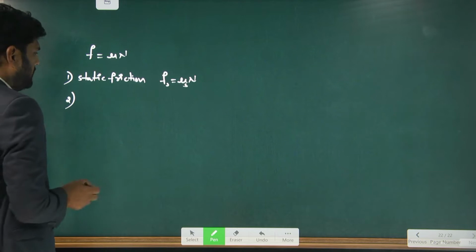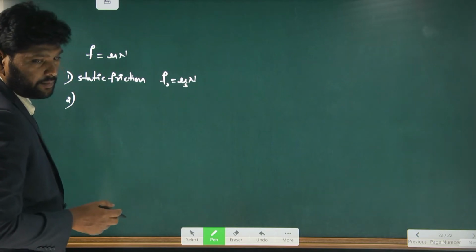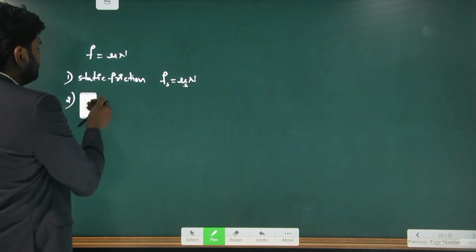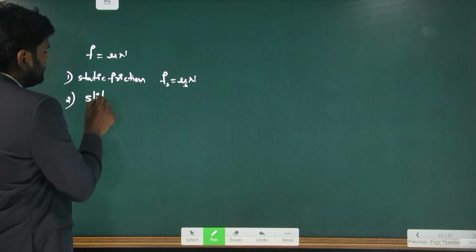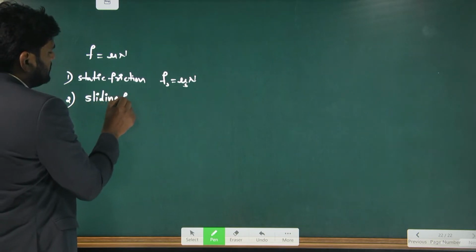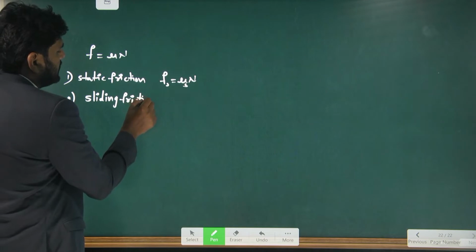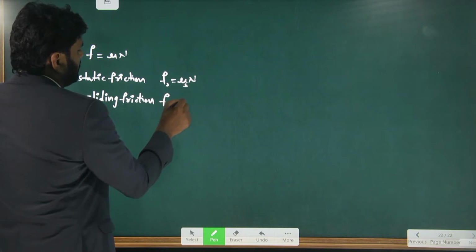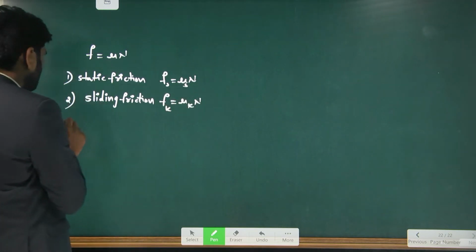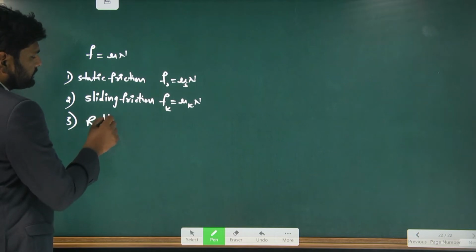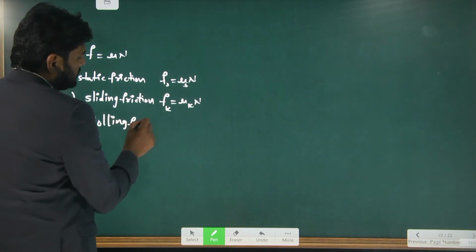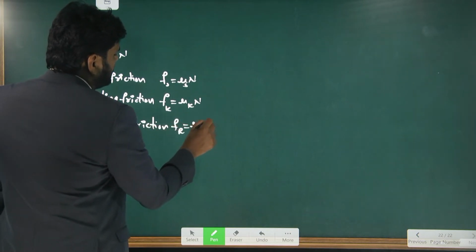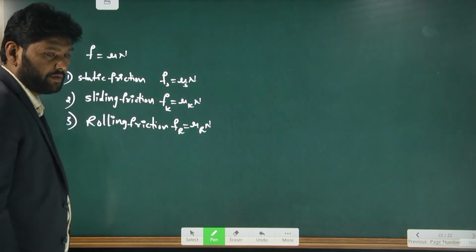And in a similar way, what is the other friction type? Sliding friction or dynamic friction, which we can write as Fk = μk N. And the third one is rolling friction, that is Fr = μr N. So these are the types of frictions.